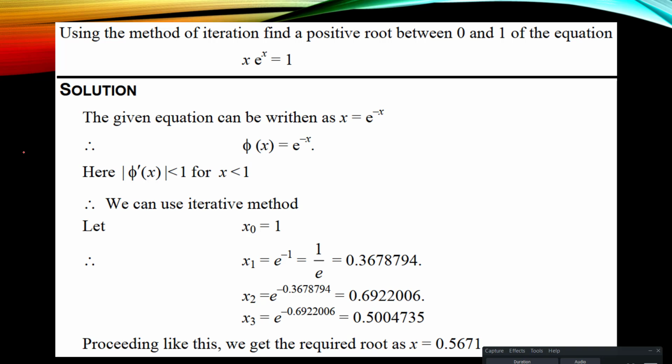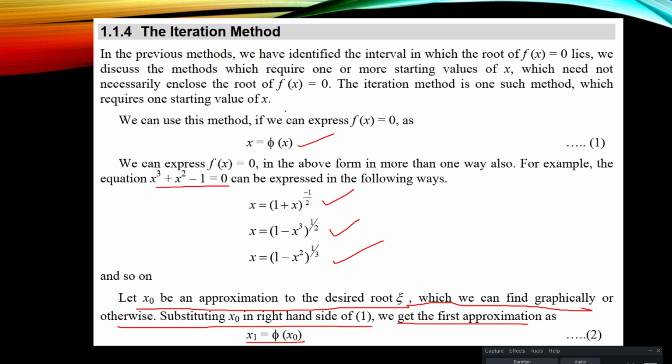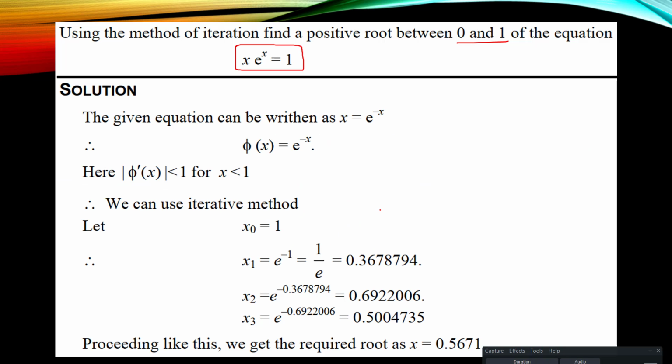Straight into the problem. Using the method of iteration, find a positive root between 0 and 1 of the equation x times e power x is equal to 1. So this is the equation to solve. First we need to convert it into a desirable form. So we are taking x to the RHS. The given equation can be written as x is equal to e raised to minus x.